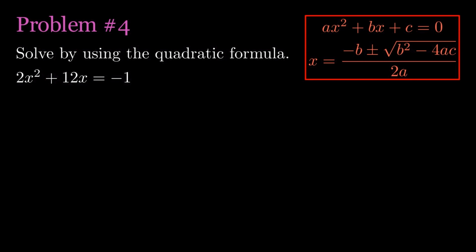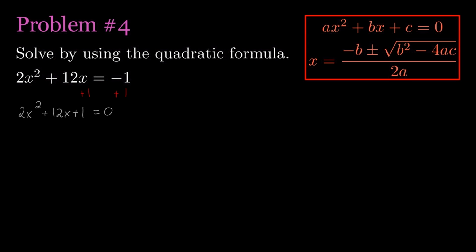We're solving equations of the form ax squared plus bx plus c equals 0 according to this formula. So once again, first thing we have to do is to make sure that 0 is isolated on one side of our equation. So let's start with that by adding 1 to both sides of this equation, making sure we write it in descending powers of the variable. So 2x squared plus 12x plus 1, in this case, equals 0.